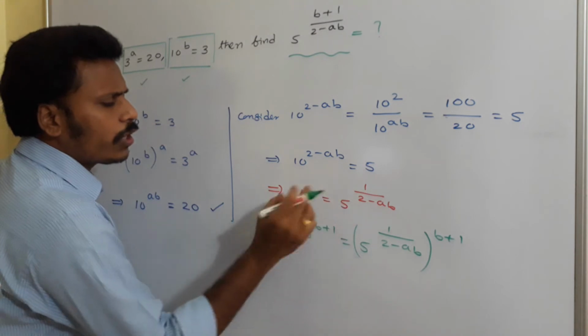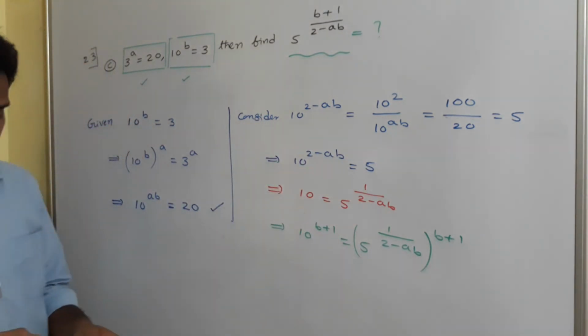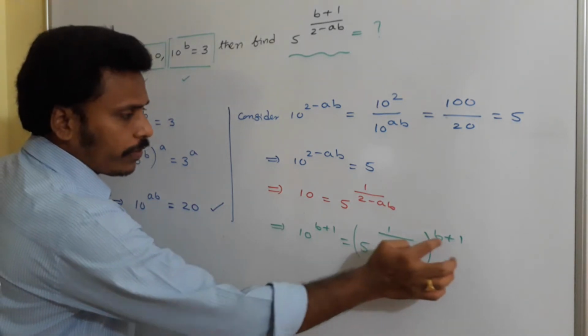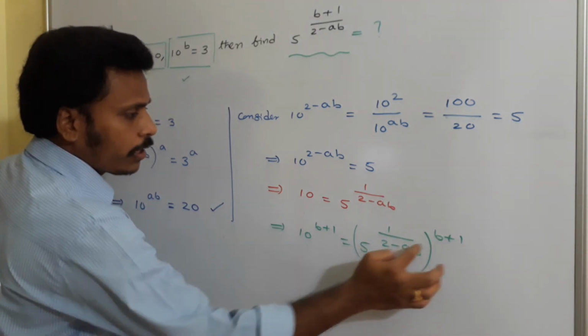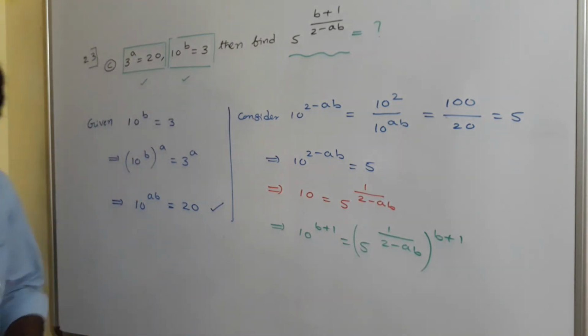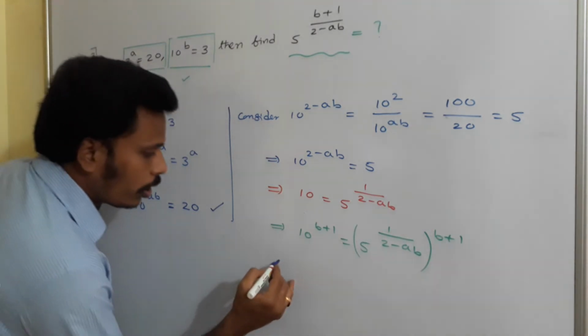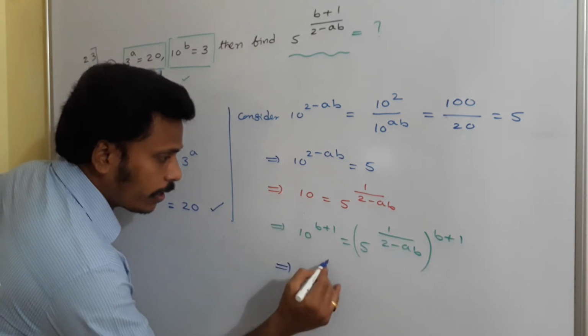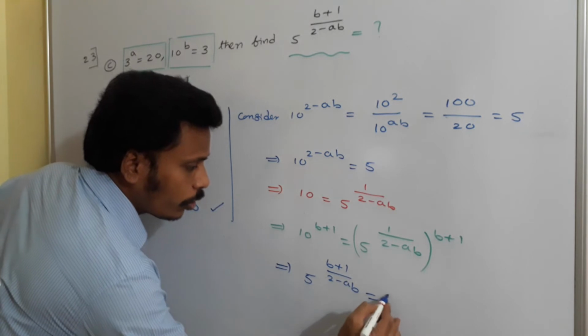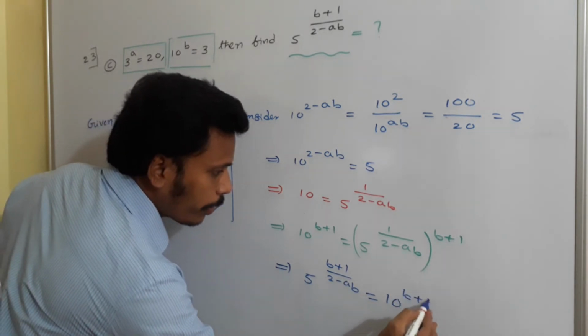Since these two are equal, you just apply power b plus 1. And now I need, see here, a power m power n is a power mn, the product, which is b plus 1 by 2 minus ab. So our target is to find that. So this implies 5 power b plus 1 by 2 minus ab is equal to 10 power b plus 1.